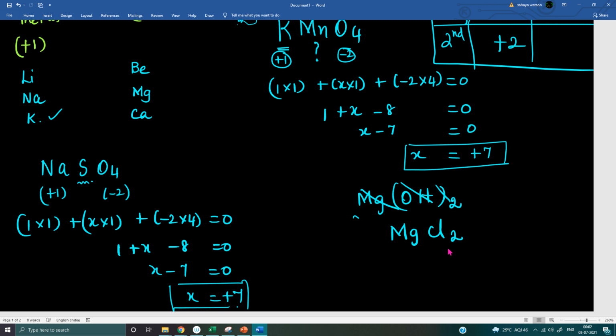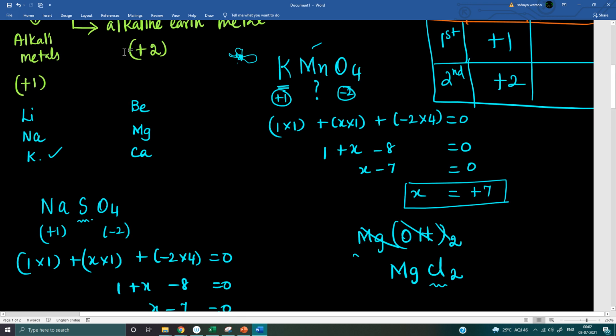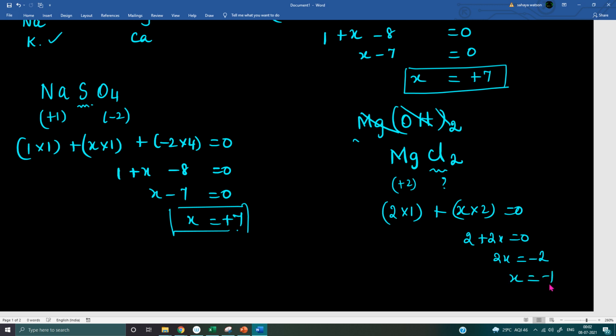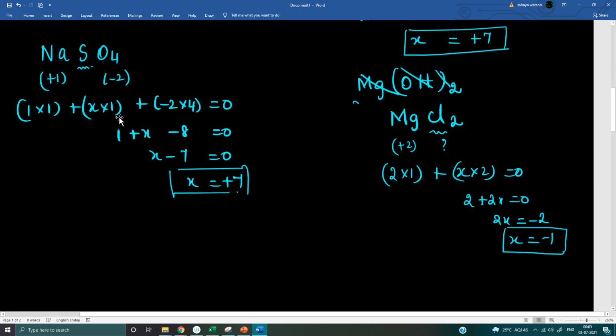MgCl2. Okay, so we are going to find out the oxidation number for chlorine, because for Mg we already know it belongs to alkaline earth, it is +2. So this is +2, and we don't know about chlorine. So very simple: 2 into 1 plus x into 2 equals 0, 2 plus 2x equals 0, 2x equals -2, x equals -1. So the oxidation number of chlorine is -1.